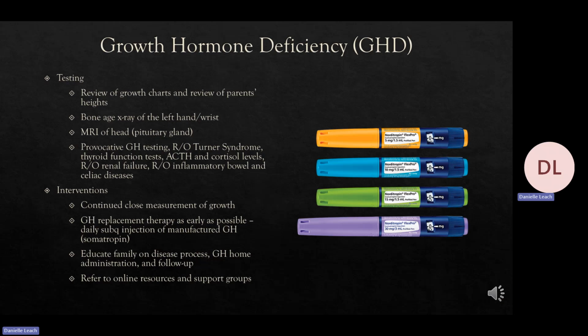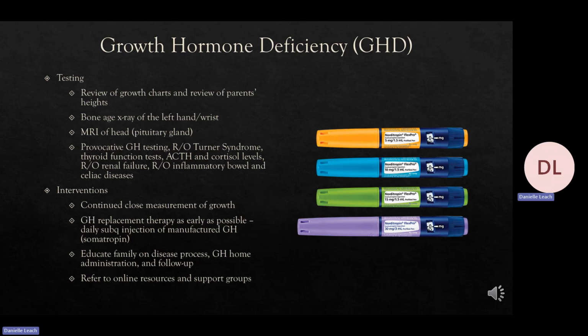To test for growth hormone deficiency, we can conduct a thorough review of growth charts and a review of parents' heights. Particular attention is given to those children whose growth is less than the 3rd percentile on growth charts. We can also do bone age x-rays of the left hand and wrist. That's used to determine the actual age of the child's bones in comparison to the child's chronological age. If their bone age is greater than 2 standard deviations below normal, it merits further evaluation by the provider. We can also do an MRI of the head or the brain, specifically focusing on the pituitary gland to see if there's any abnormalities of the gland.